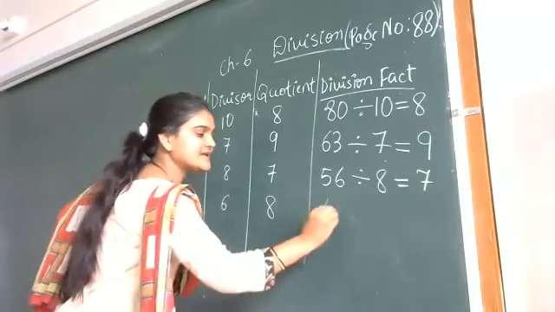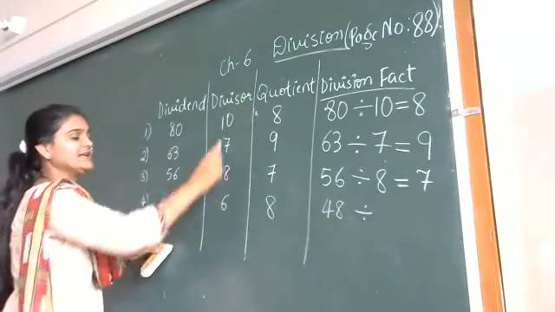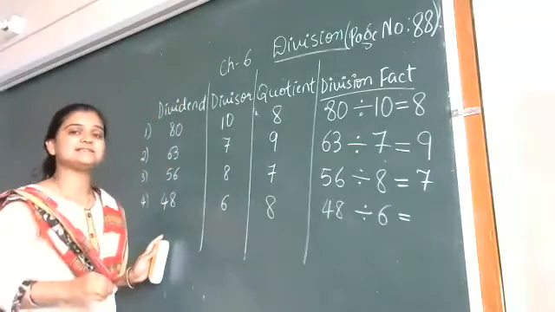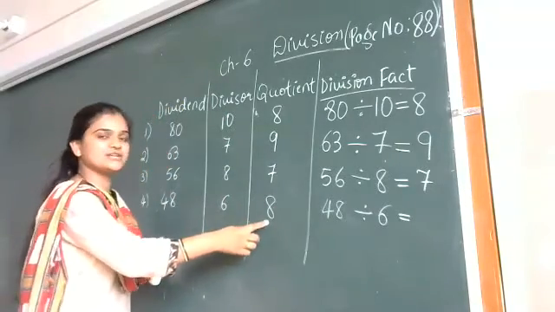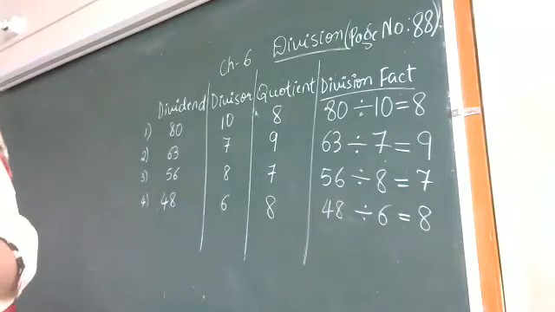So what will be the first? Dividend, division sign, put the divisor, then we have to write the answer. The answer is known as quotient. 8. Yes. I hope there is no confusion in this part.